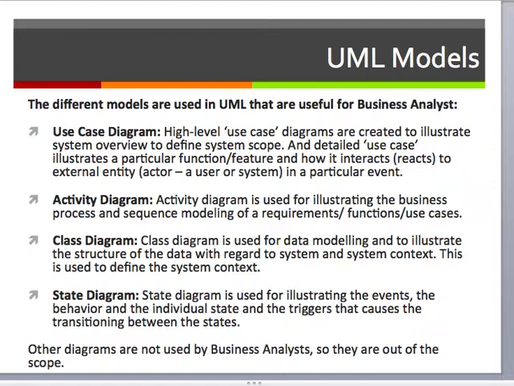Then comes the state diagram. The state diagram is used for illustrating the events, the behavior and the individual states, and the triggers that cause the transitioning between the states. Earlier we mentioned how an event changes the system from one state to another state, right? The behavior and the individual states will be described in the state diagram, and also we will describe how a particular trigger will cause the transition between these two states. Okay, so these are the four diagrams in scope for the business analyst.